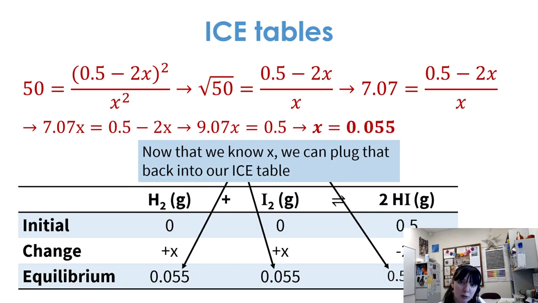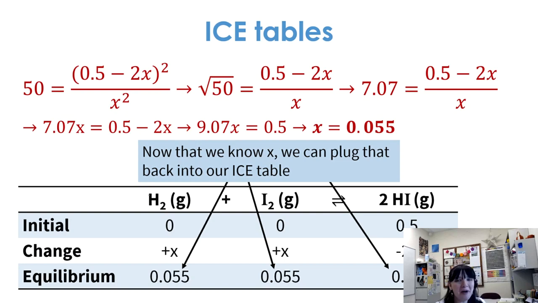Because those were both, according to our ICE table, just X at equilibrium, we can just plug that X that we found right back in. For the hydrogen iodide though, the concentration is defined as 0.5 minus 2x. So in order to give us a real number there, I'll plug 0.055 into that, and I should be left with 0.39 as our molarity concentration of hydrogen iodide.